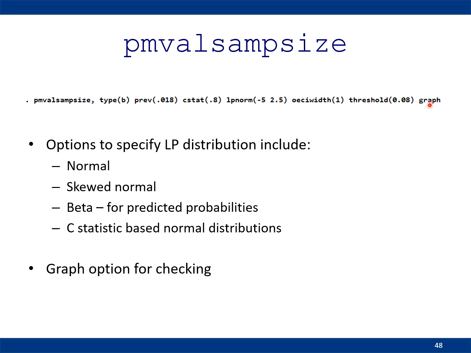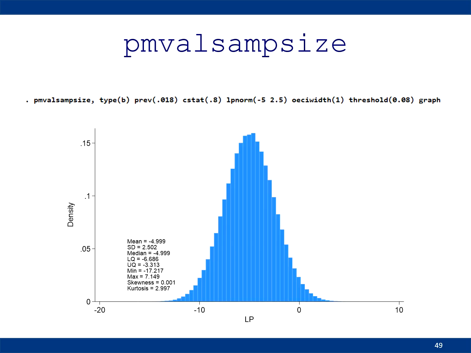We can also specify the graph option here for checking. It's particularly useful to check the simulated distribution of the linear predictor against our source. It's also useful for reporting in the study so that future research has information on the linear predictor distribution we used. It also has key statistics on there to describe the distribution, again for future research.